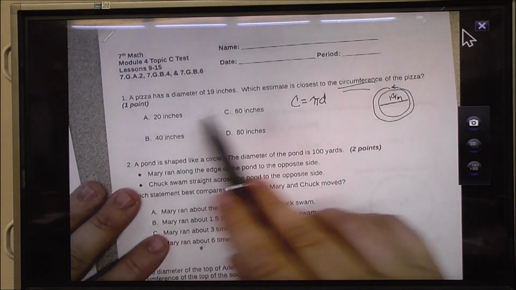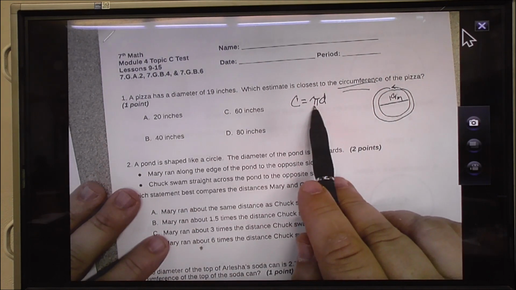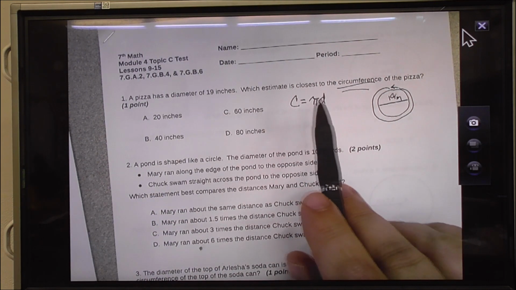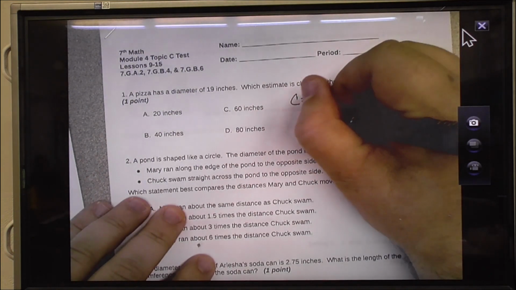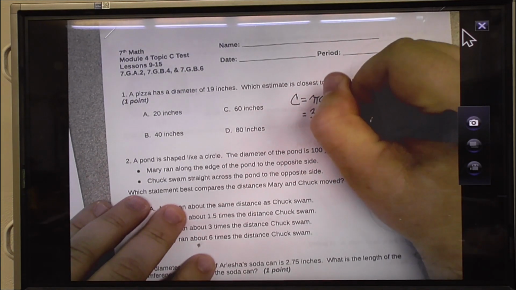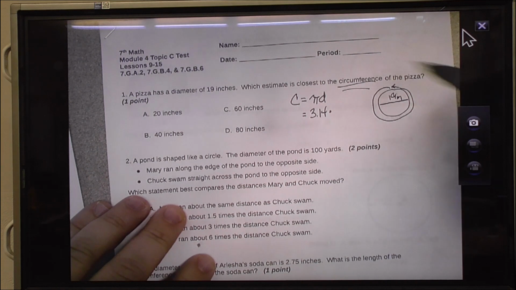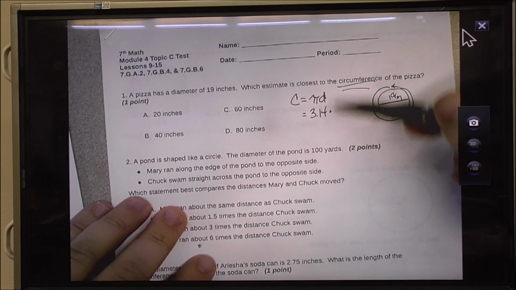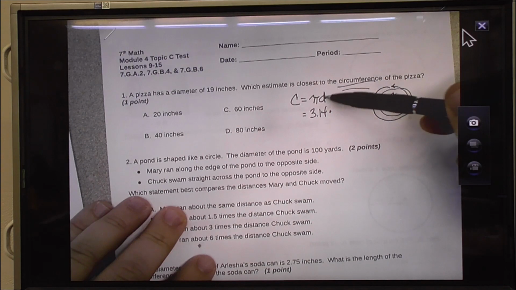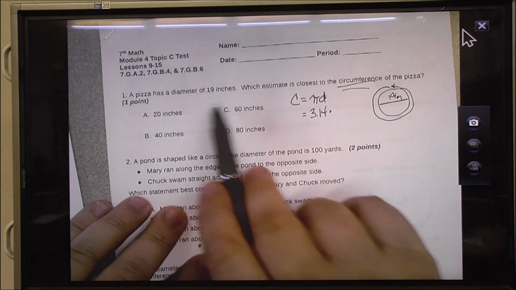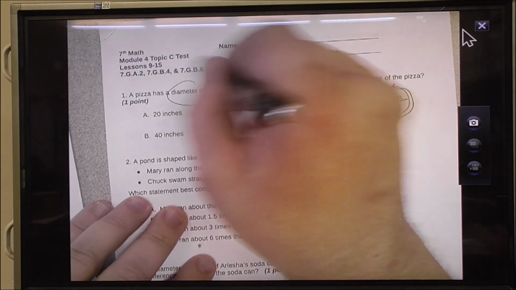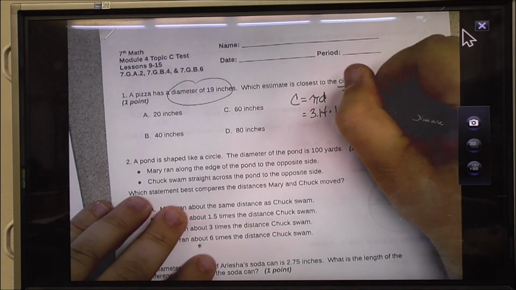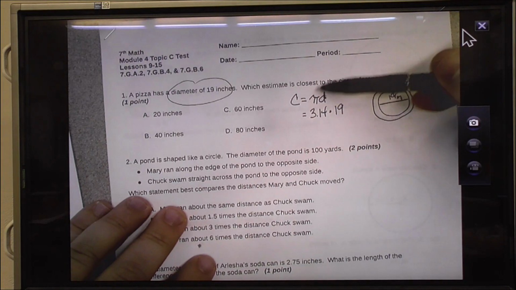None of these answers have pi in it, so I know I'm not leaving pi by itself. So what am I going to replace pi with? 3.14. So 3.14 times D, which is why I kept telling y'all to write the formula, but I might have had 4 people in the whole 7th grade write the formula and actually use it. So I need the diameter. What is the diameter in this problem? 19 inches. So I'm going to put 19 right here. Is there anything else in my formula that I need?